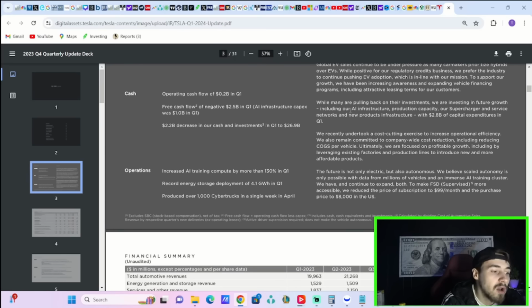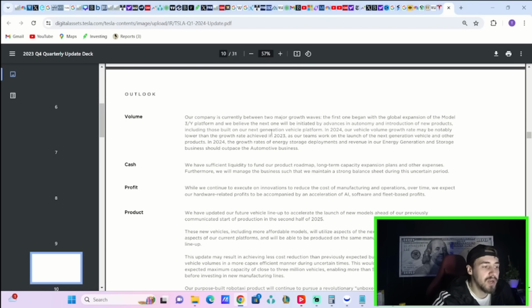They go on to say, we recently undertook a cost-cutting exercise to increase operational efficiency. We also remain committed to company-wide cost reduction, including reducing COGS per vehicle. Ultimately, we are focused on profitable growth, including by leveraging existing factories and production lines to introduce more new and more affordable products. The future is not only electric, but also autonomous. We believe scaled autonomy is only possible with data from millions of vehicles and an immense AI training cluster. We have and continue to expand both. To make FSD supervised more accessible, we reduced the price of subscriptions to $99 a month and purchase price to $8,000 in the US.